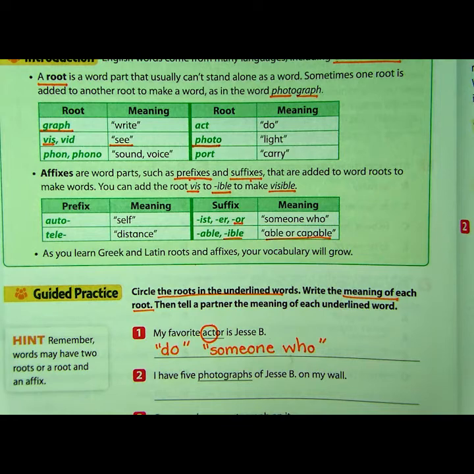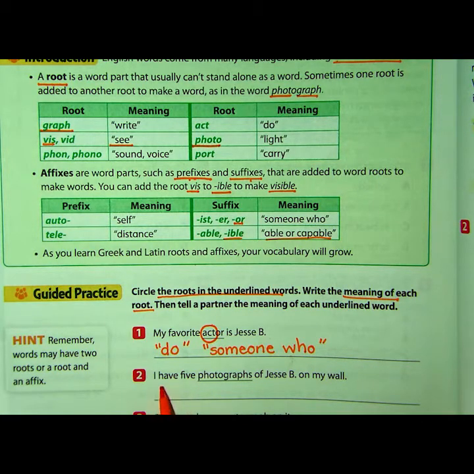So if I had to think about the meaning of the word actor, then I think that it's someone who does. Well, I know actors in movies are people who play the role, someone who does that part or that role. Let's look at the second example, number 2.